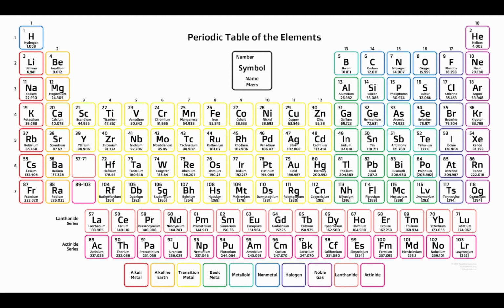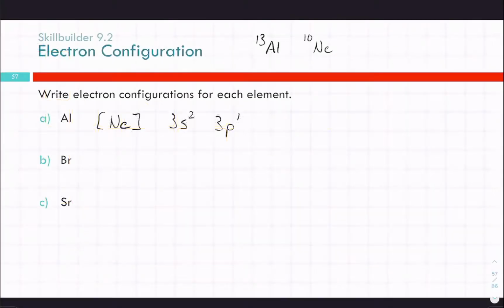So bromine does have 35 electrons, but we're going to abbreviate that. So what noble gas are we going to use? Argon. Yes. We always go back a row. It's not the closest noble gas. It's the noble gas at the end of the row above it. So we're going to use argon. So we'll start with abbreviation here.